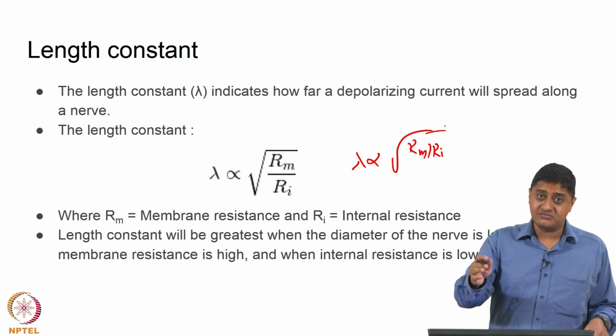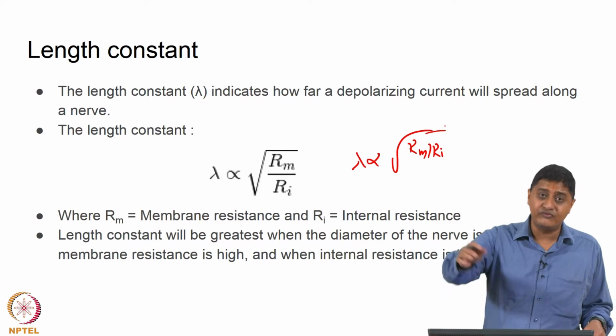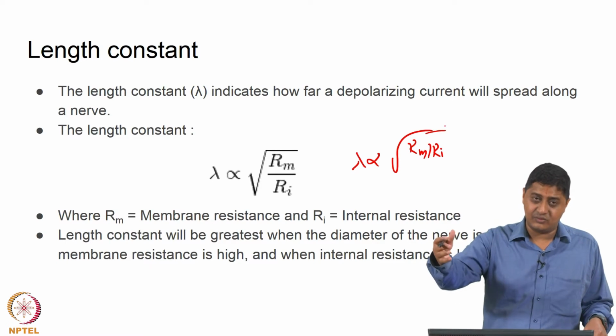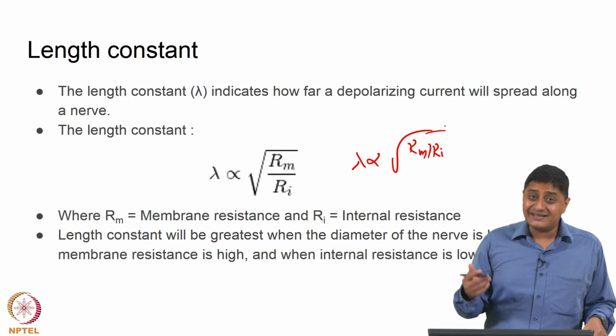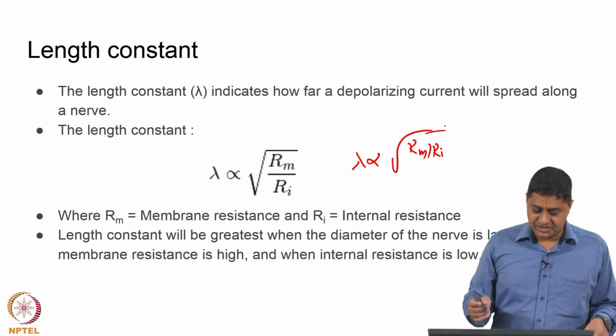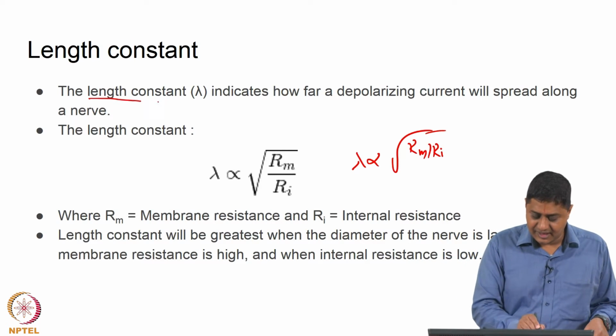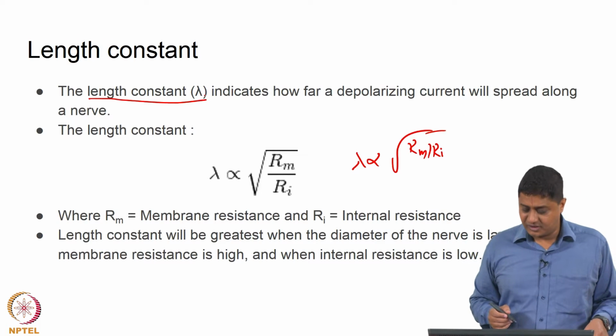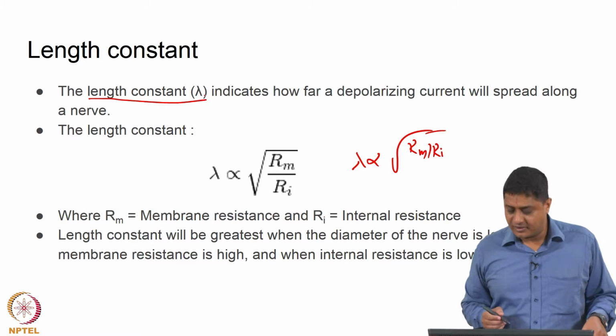If the voltage gated sodium channel is placed, for example, too far away, it is possible that the sodium current will not be sufficient to cause the action potential in that one. So, to what extent can you travel? That is the question, and that is given by the length constant lambda, right. And I said lambda is basically the square root of Rm divided by Ri.